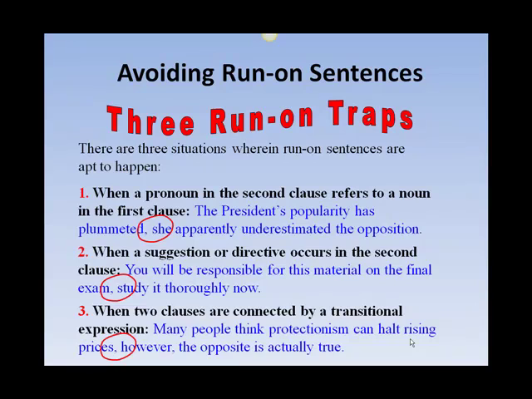The problem happens right where the red circle suggests that it does. That comma right there needs to be a stronger punctuation mark. We either need to put a period there or we need to put a semicolon there.